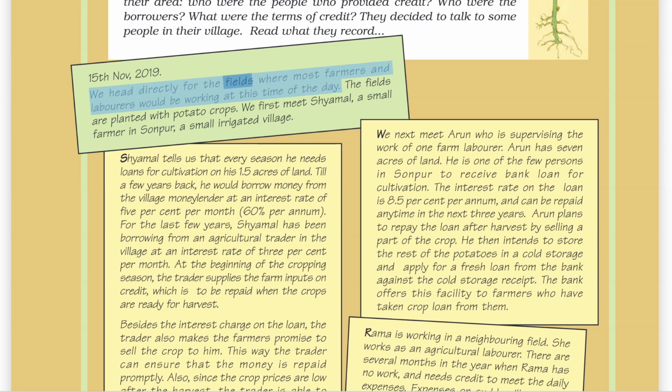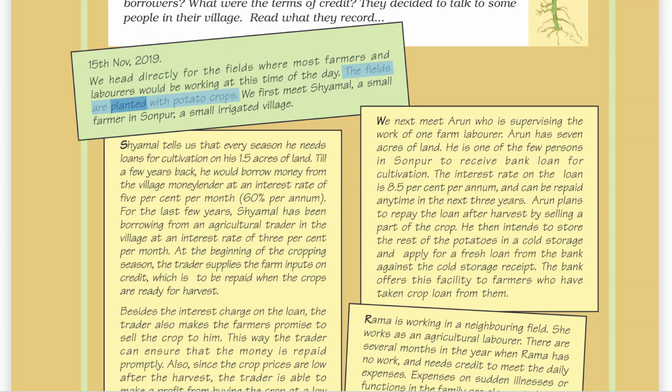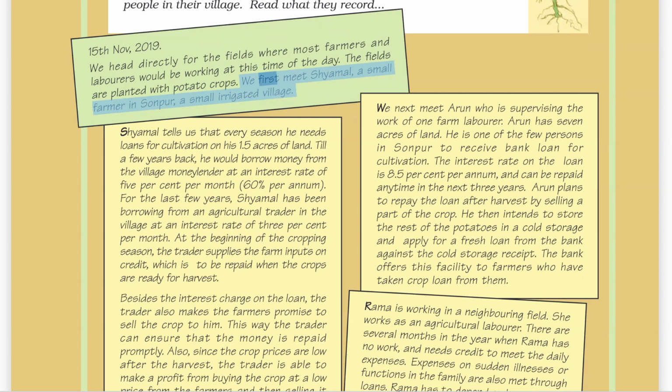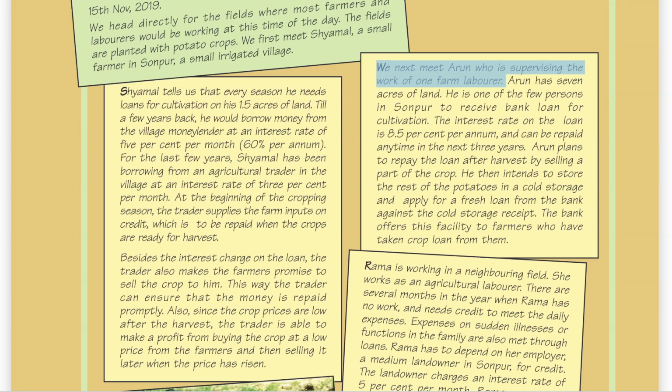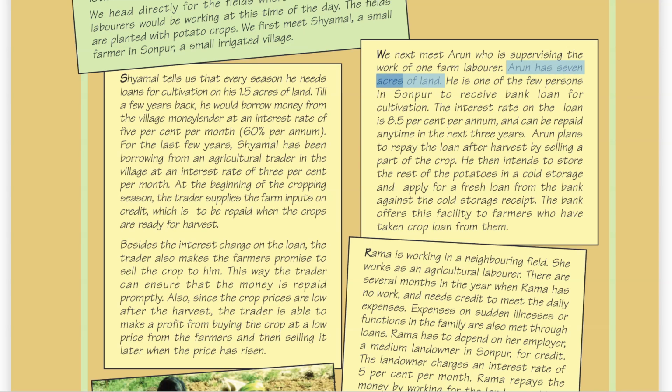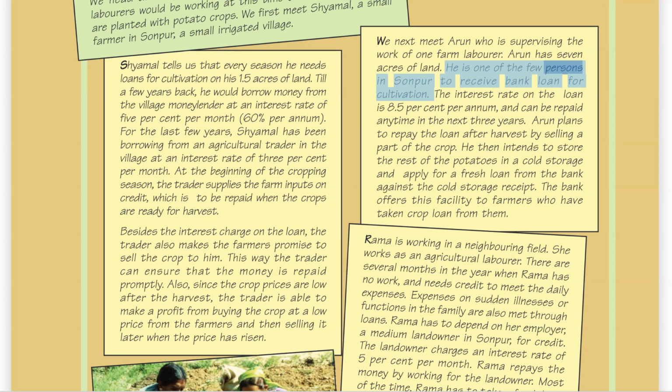We head directly for the fields where most farmers and laborers would be working at this time of the day. The fields are planted with potato crops. We first meet Shamal, a small farmer in Sampur, a small irrigated village. We next meet Arun, who is supervising the work of one farm laborer. Arun has 7 acres of land. He is one of the few persons in Sampur to receive a bank loan for cultivation.